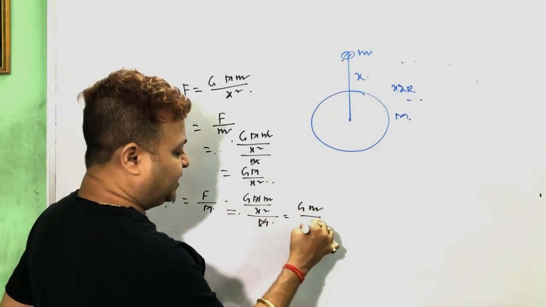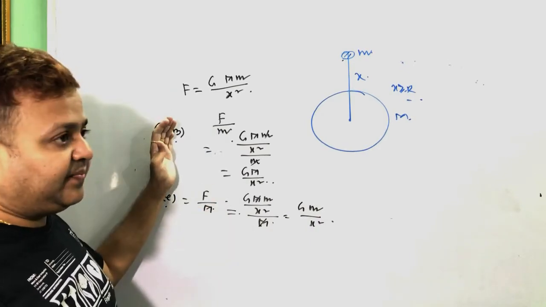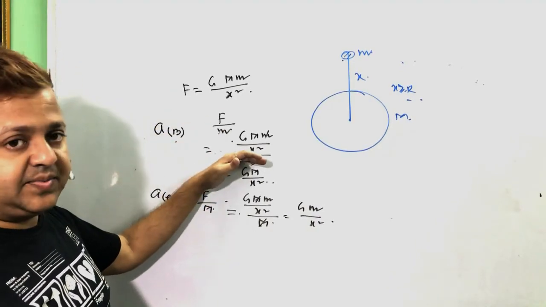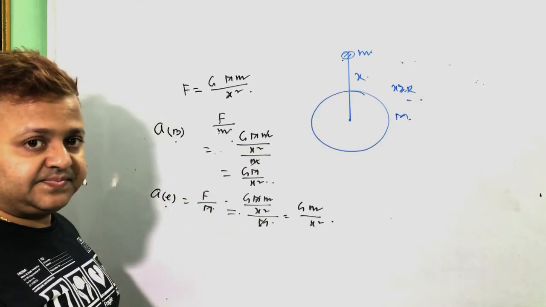G m by x square. This is the acceleration of the earth, so it is divided by the mass of the earth. The other is the acceleration of the body, so it is divided by the mass of the body.